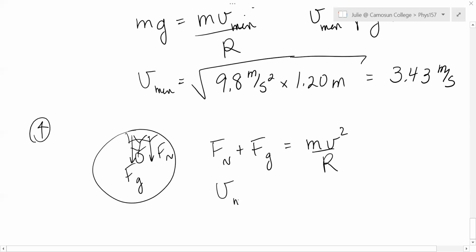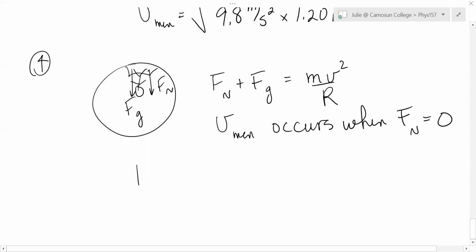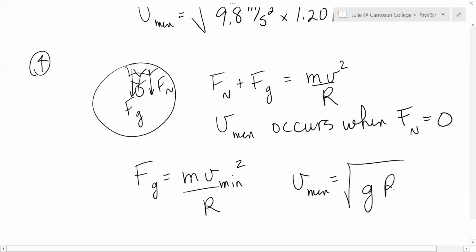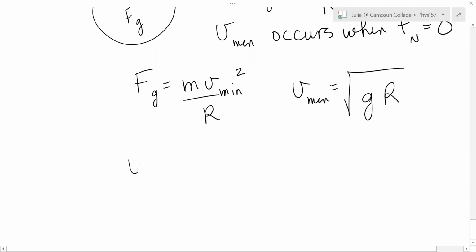So V min occurs when Fn equals 0. So once again, we have that Fg is mv min squared over r. And so V min, again, is root GR. Okay, so lots of these questions we did today had root GR. That was just kind of a fluke.